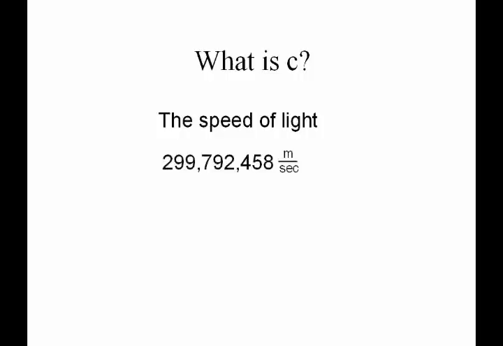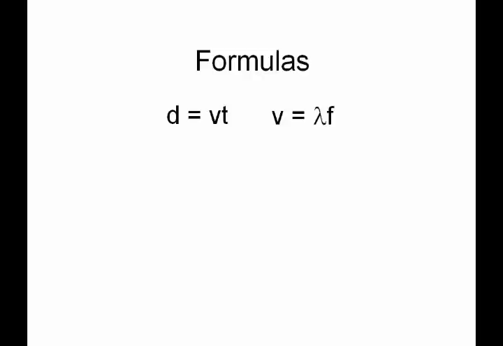A little review from where we left off. C is the speed of light. The actual number is 299,792,458 meters per second. We round it off to 3 times 10 to the 8 meters per second. When we're doing our distance formula or our wave formula, we're going to substitute C in place of the speed.